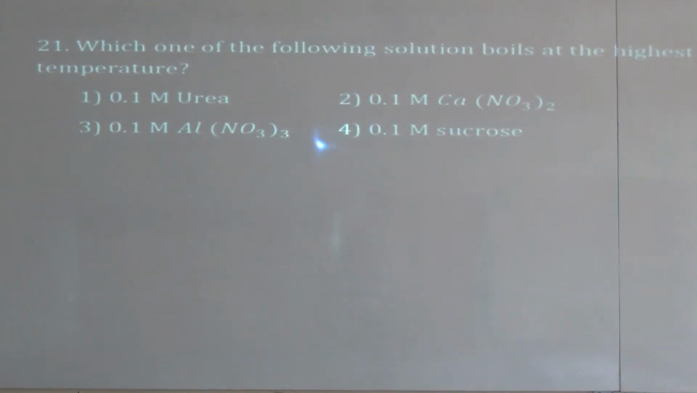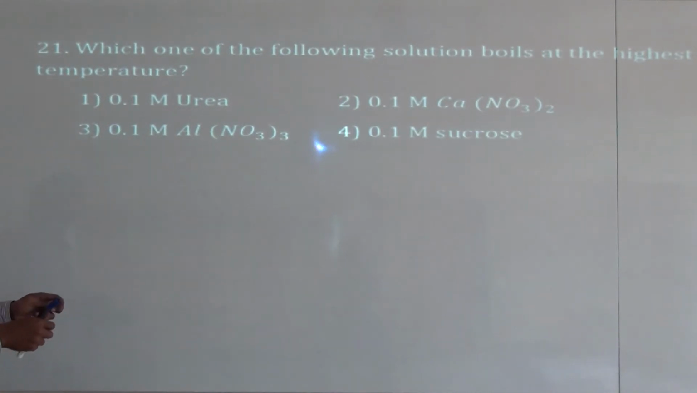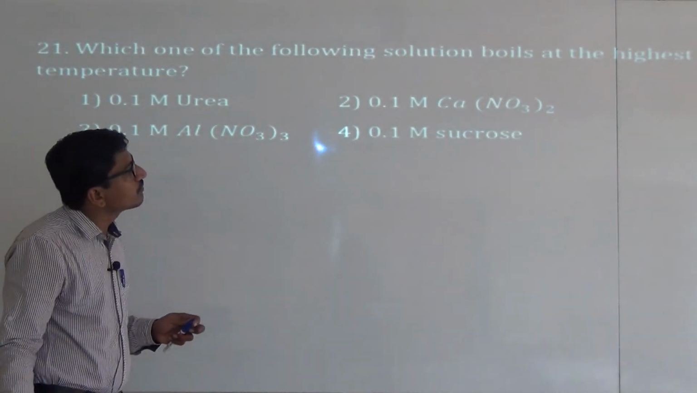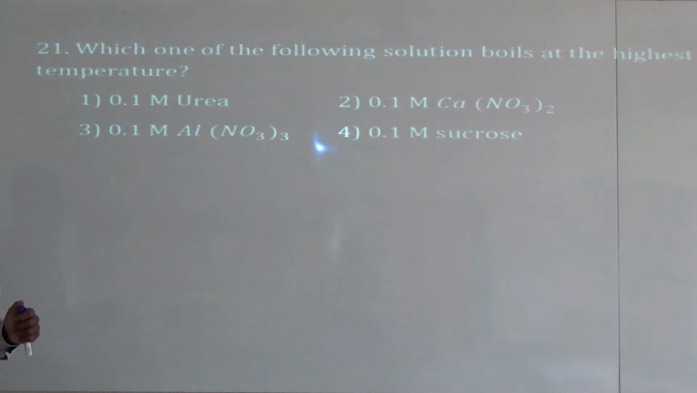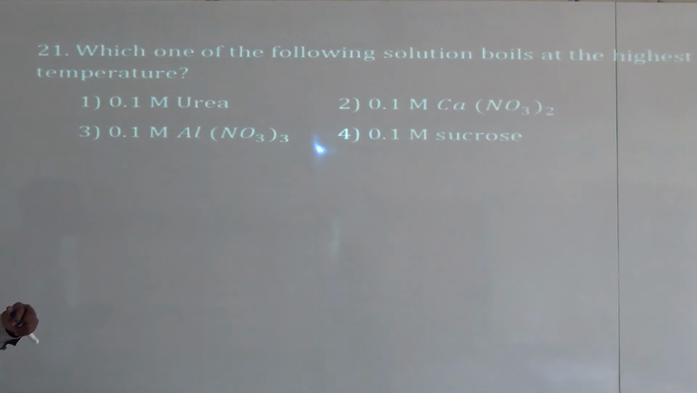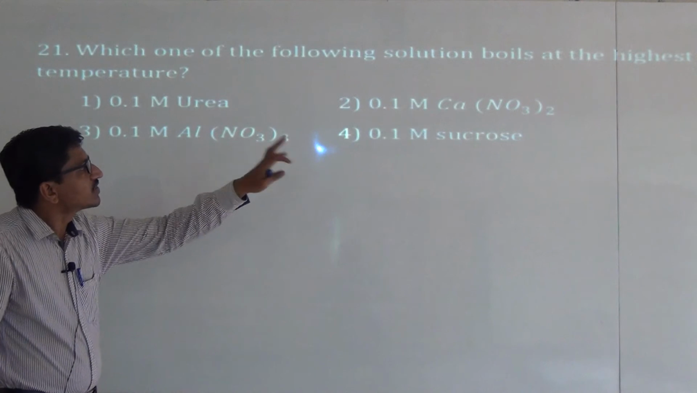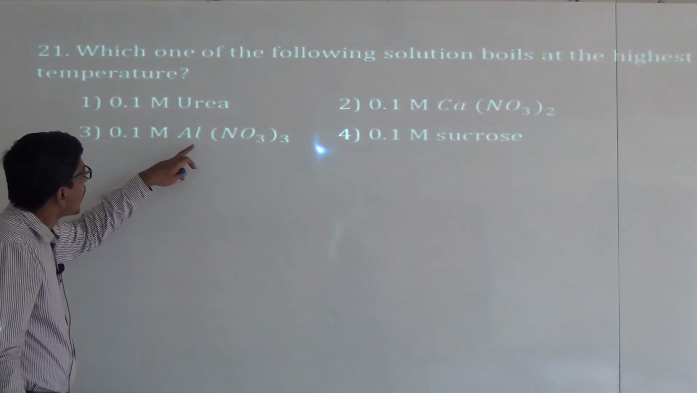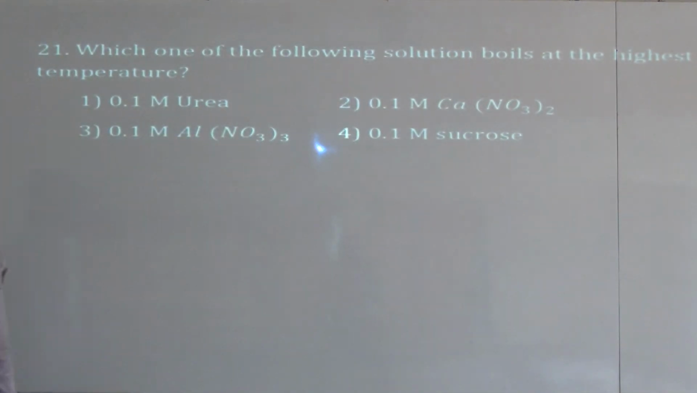Next question is, which one of the following solutions boils at the highest temperature? In the options, they gave 0.1 m urea, 0.1 m calcium nitrate, 0.1 m aluminum nitrate and 0.1 m sucrose.